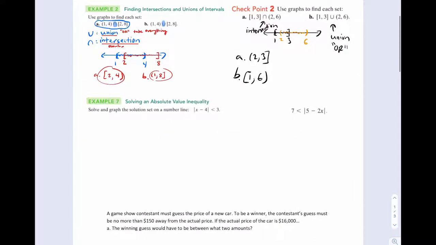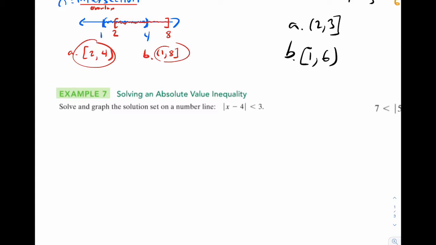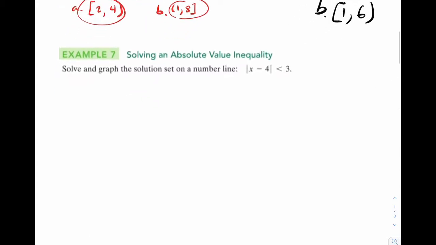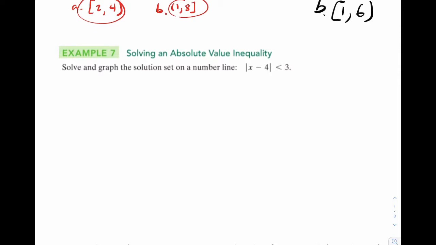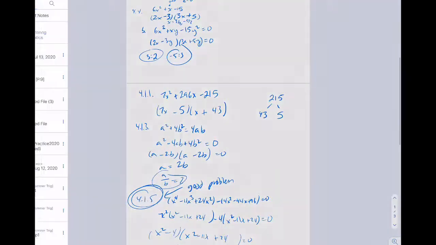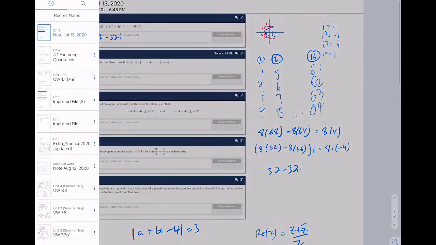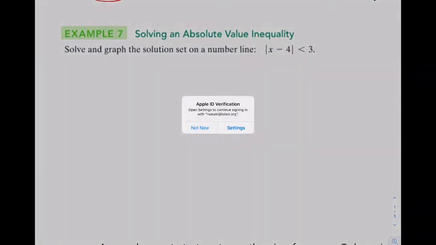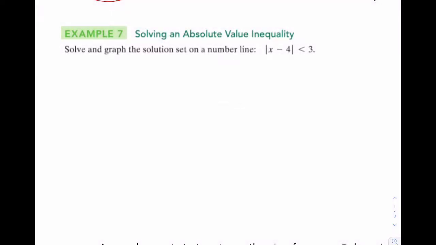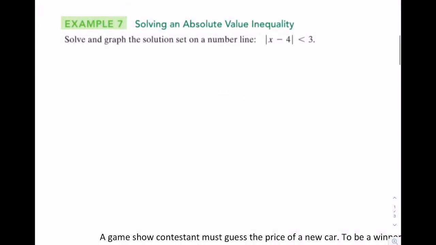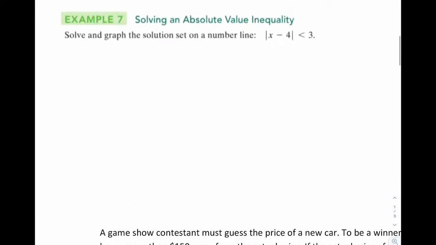For our next example, this is going to be a quick review of Algebra 1. You guys learned this a long time ago, Algebra 1 or Algebra 2. It's solving an inequality with an absolute value. Now you might recall this technique. For our next example, we're going to talk about solving an absolute value inequality, and you probably did this back in Algebra 1, Algebra 2. So I'll quickly just jog your memory here.